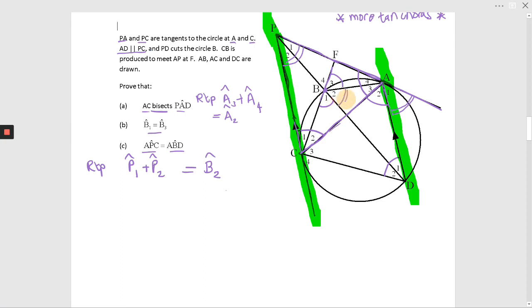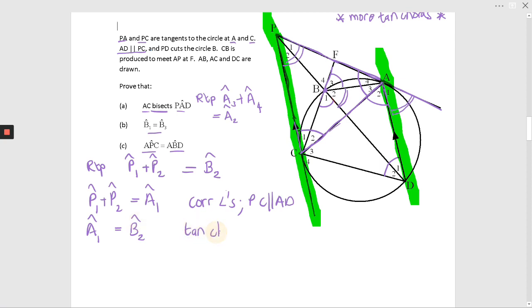And guess what that is? That is B2. So I'm going to say P1 plus P2 equals A1. My reason? Corresponding angles. And then A1 equals B2 because of tan chord. Therefore, they're equal to each other. So P1 and P2 equal B2. And then I've got to just translate that back to what the question was. Therefore, APC equals A, B, D.